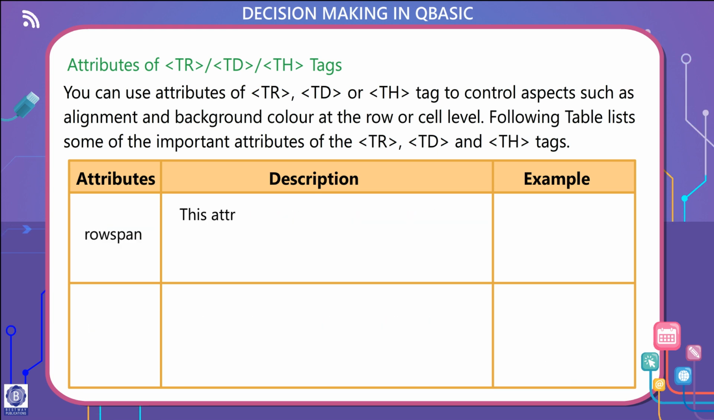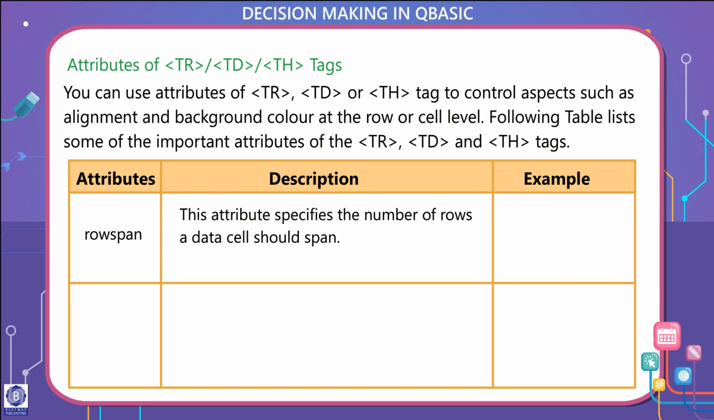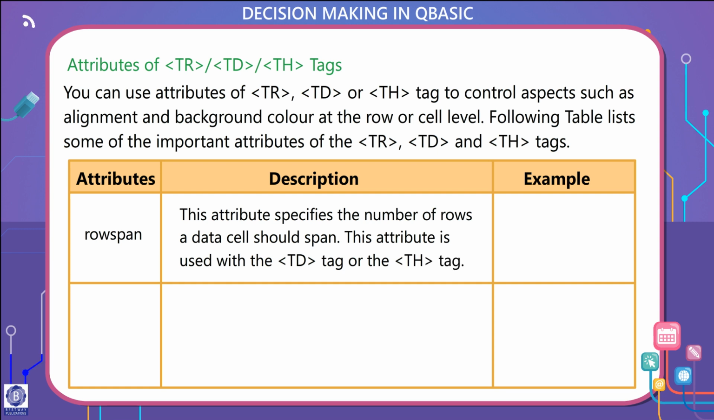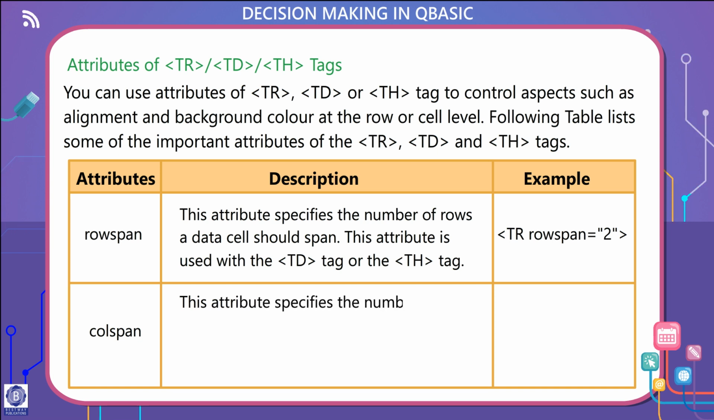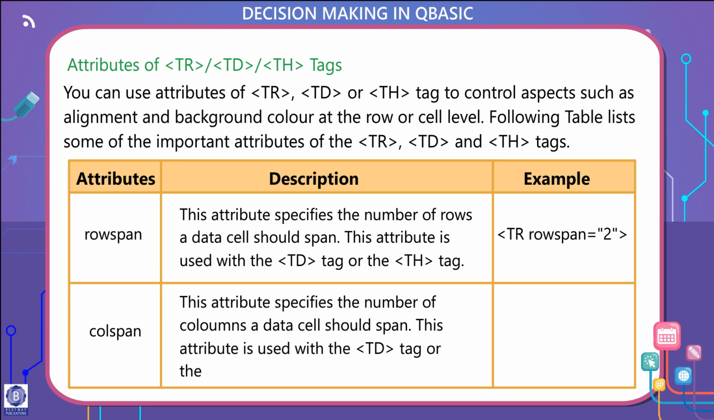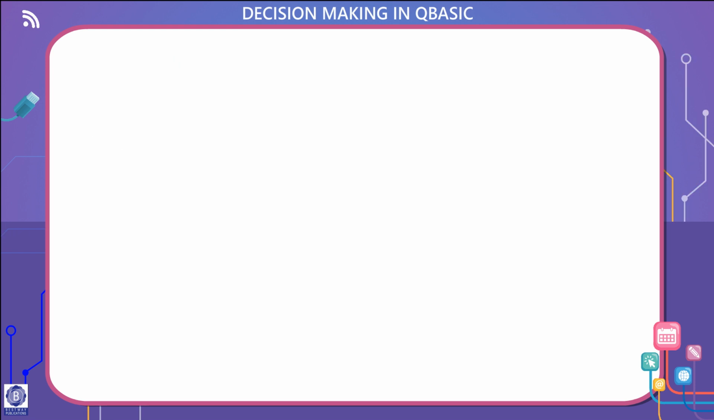Row span. This attribute specifies the number of rows a data cell should span. This attribute is used with the td tag or the th tag. Td row span is equal to 2. Col span. This attribute specifies the number of columns a data cell should span. This attribute is used with the td tag or the th tag. Td col span is equal to 2.